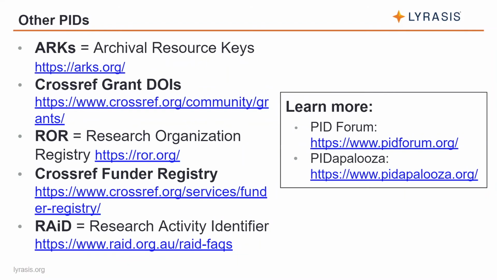Crossref also has a unique persistent identifier specifically for funding organizations, which, like the DOIs for grants, the Crossref Funder Registry helps link publications and other output to their funding source. And finally, there's another up-and-coming PID for research projects called RAID, which stands for Research Activity Identifier. And honestly, there are even more PIDs out there that we just don't have time to get to today.